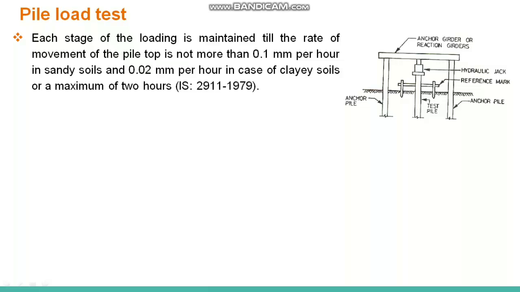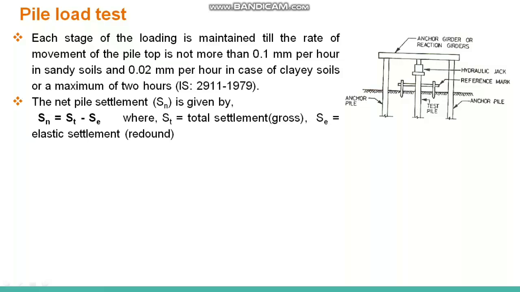Once we have applied the load up to the maximum value, or up to 2 times the safe load, then we will remove the load. The load is removed in the same decrements at 1 hour intervals, and we also measure the settlement while removing the load. While removing the load we have to observe the settlement, and while applying the load also we have to observe the settlement. And the final rebound is recorded 24 hours after the entire load has been removed.